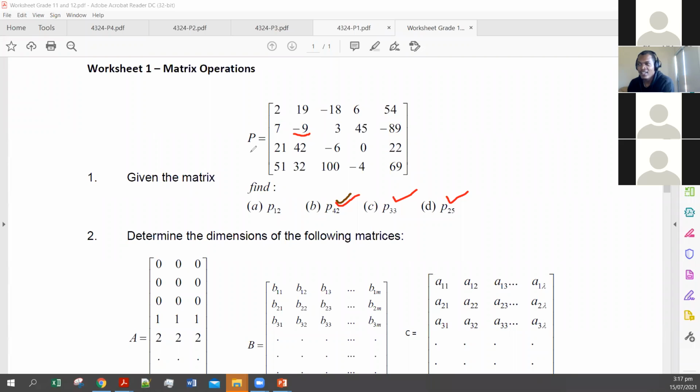7. Rishiwa is saying 7. I don't know. 7 is also not the answer. Okay, so these two answers are wrong.